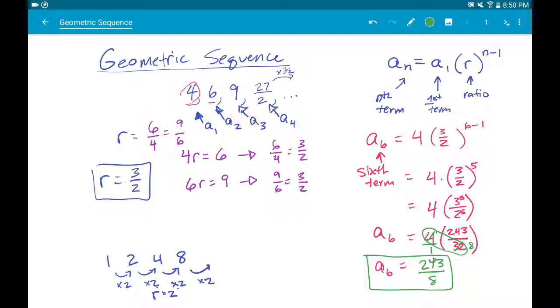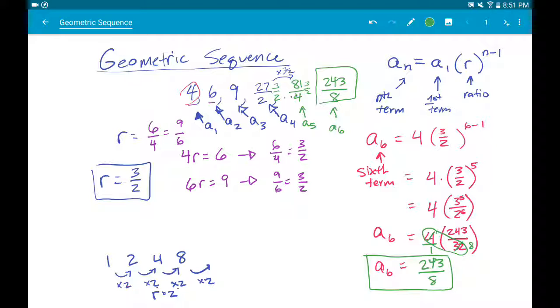But if we do it the old-fashioned way, what this means is if I take 27 over 2 and times it by 3/2, I would get 81 over 4. That would be my fifth term. And if I times it by 3 over 2 again, that's my ratio, 81 times 3 gives me 243, and 4 times 2 is 8. Just notice that that would give me my a sub 6. So you can actually find it multiple ways.